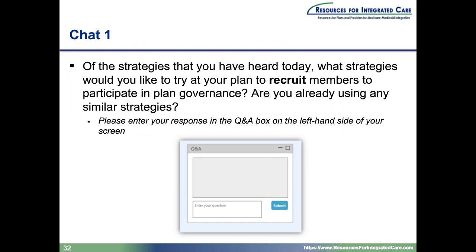But just before we do that, we wanted to get a sense from all of you in the audience about how what you've heard so far today is resonating. So we're going to pose two very specific questions and ask you to provide answers in the Q&A box on the left-hand side of your screen. Our first question is up there. Of the strategies that you've heard today, what strategies would you like to try at your plan in order to recruit, and this is specific to recruitment, members to participate in plan governance? Are you already using similar strategies?